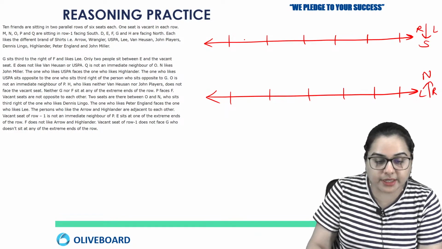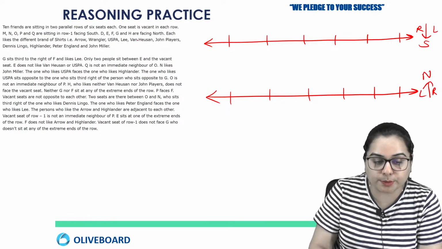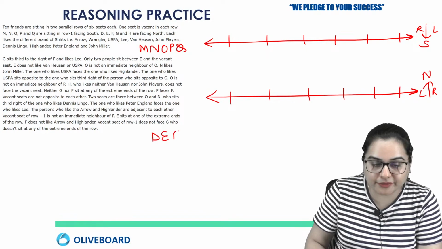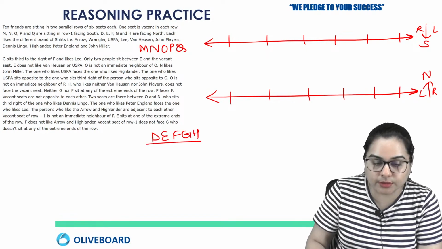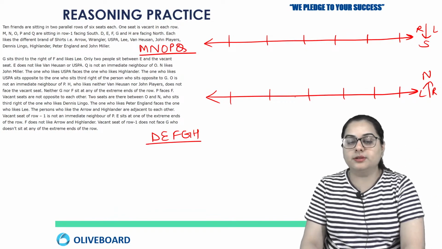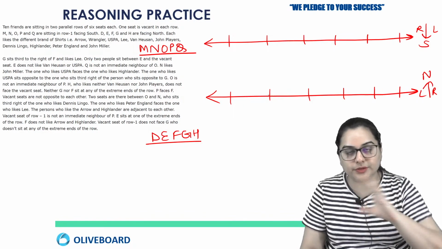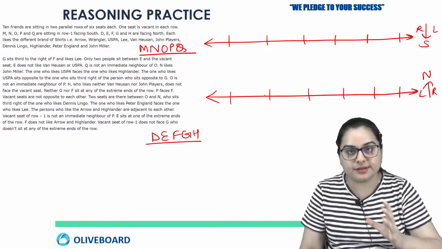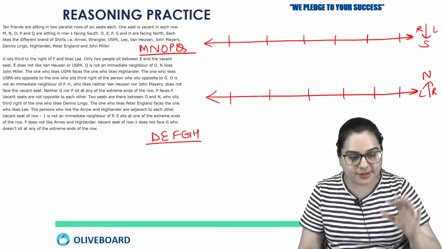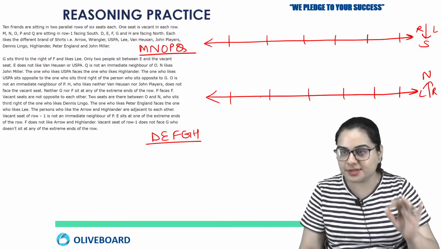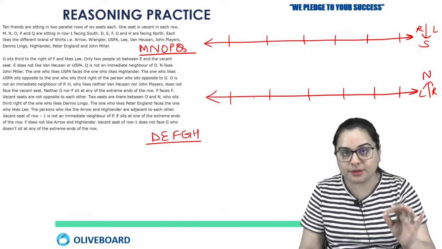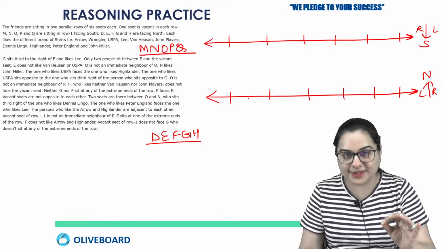Okay. And by names, we already know that M, N, O, P, Q are sitting in row 1, and D, E, F, G, H are sitting in row 2. Okay. So this is what is given in the question. So I hope you have taken the screenshot of the previous slide, because I needed some space to discuss with you all. So here in this slide already the question is given, but you might find the font of this question small. Okay.